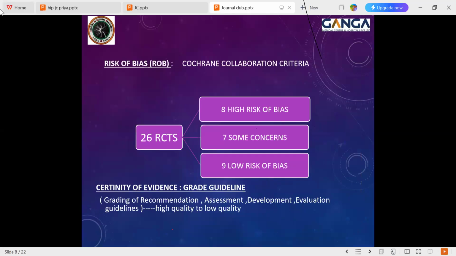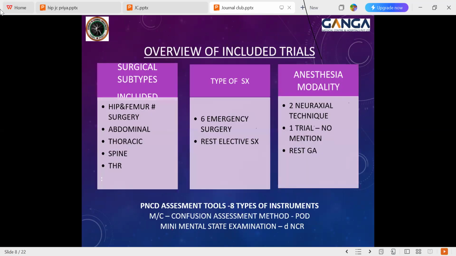The risk of bias was assessed based on the Cochrane Collaboration criteria. Of the 26 RCTs, 8 had high risk of bias, 7 had only some concerns, and 9 had low risk of bias. The certainty of evidence was based on GRADE guidelines. Overview of the included trials: the surgical subtypes included hip surgeries, femur surgeries, abdominal surgeries, thoracic surgeries, multi-level spine surgeries, and THRs. There were 6 emergency surgeries, and the rest were elective surgeries.